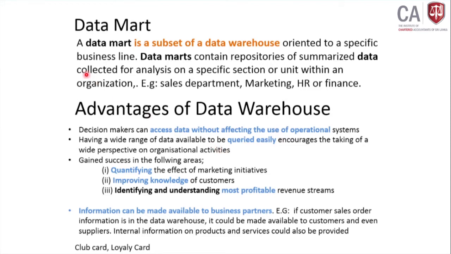So, a data warehouse has different methods to query the data from the data warehouse, and that can improve the knowledge, identifying and understanding the most profitable revenue streams. So, those can be done when you have the data warehouse. Information can be made available to business partners. The information that you have will be available to business partners. Right.